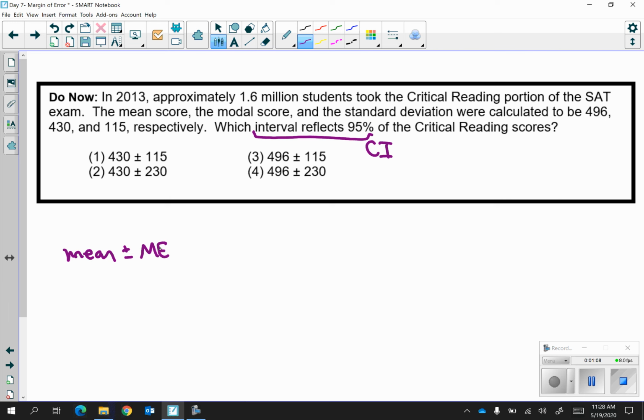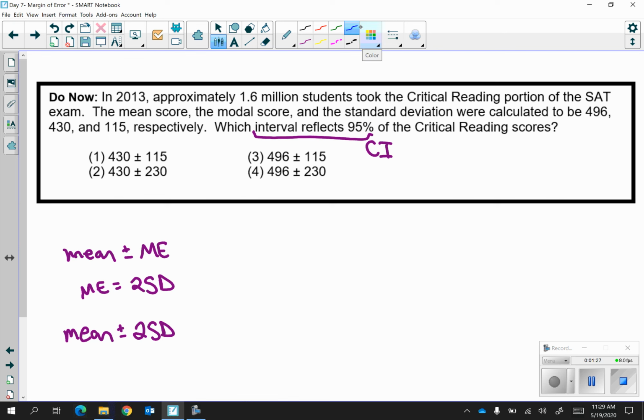So in order to find the margin of error, we need twice the standard deviation. So really, I can rewrite this as the mean plus or minus 2 times your standard deviation.